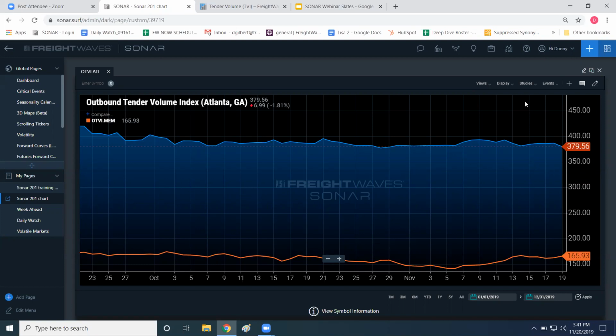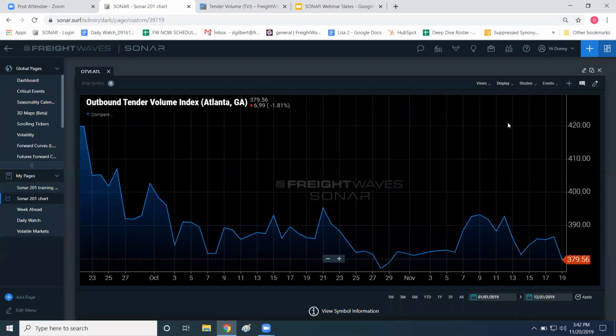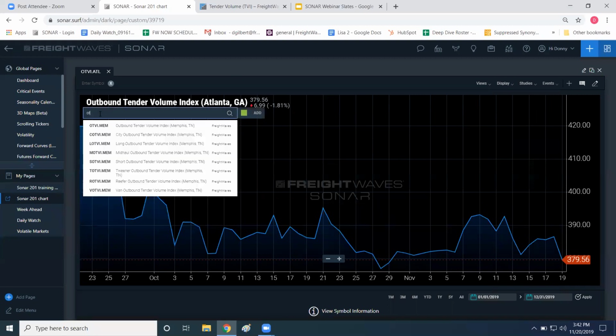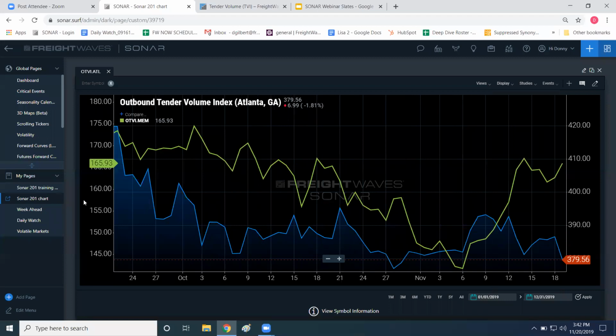So when you're comparing the same indices up here in display, you can compare them on an absolute axis style, or you can bring it over to a dual axis. And since these markets are quite different, I'm going to actually select the dual axis. So here it's going to give me on the right-hand side, this is the main indice axis for outbound tender volumes for the Atlanta market. And when I compare them to the Memphis market now, it's going to give me another set of axes on the left-hand side, and this is the one that we're comparing to. So this is the Memphis market. And of course, on the bottom again is our dates.